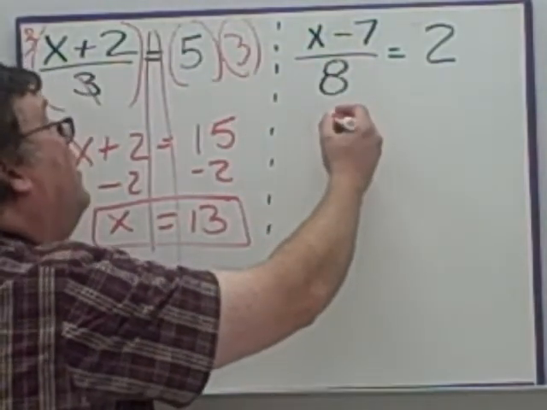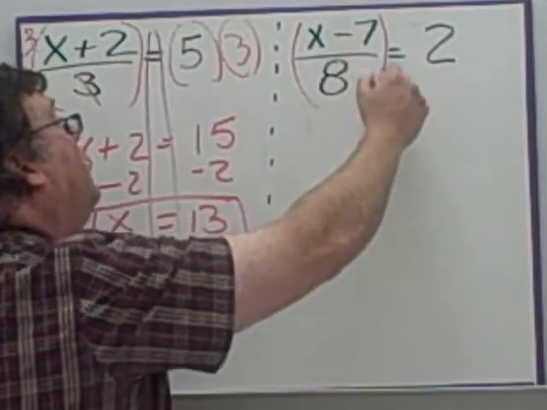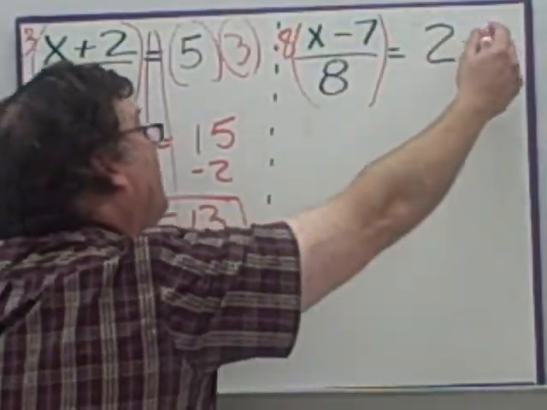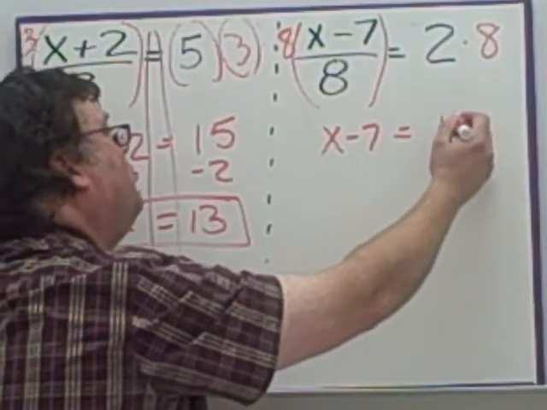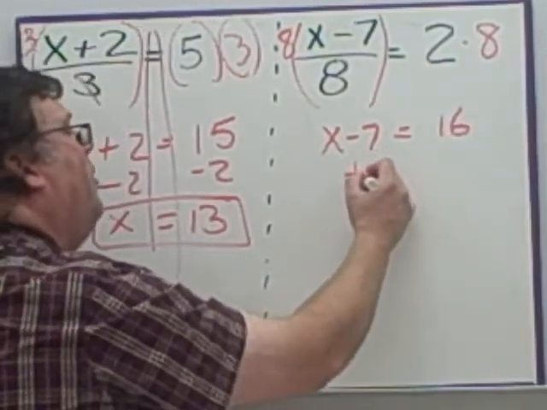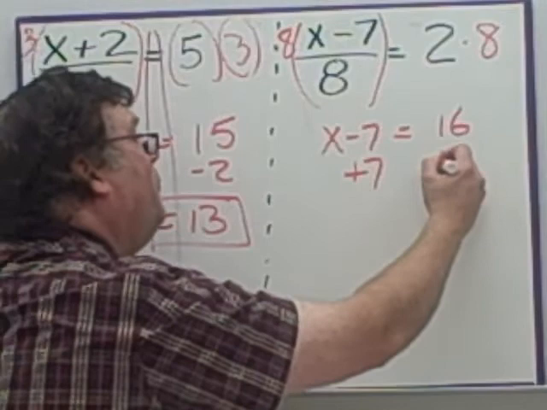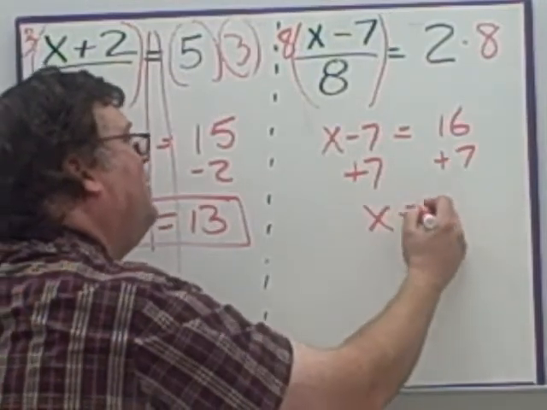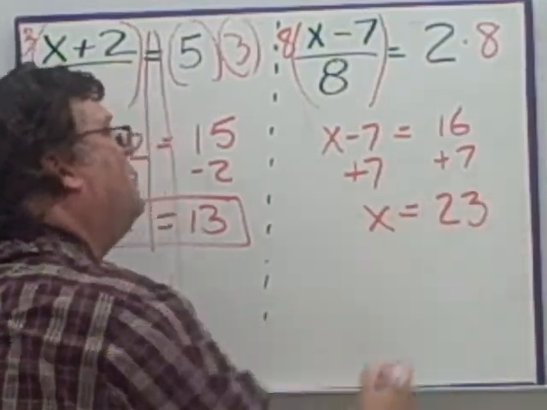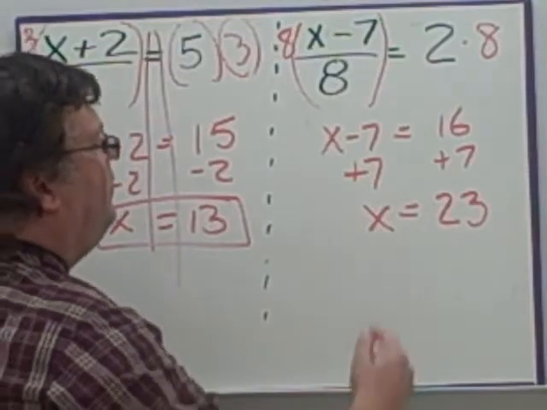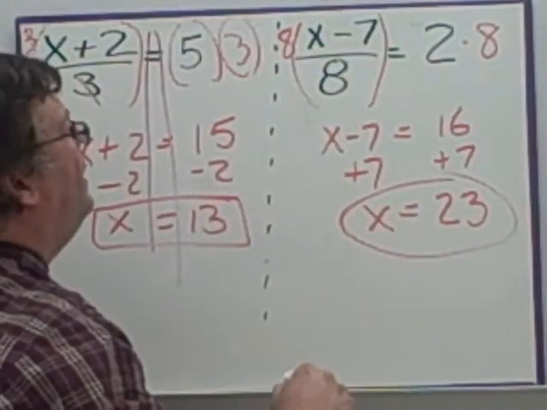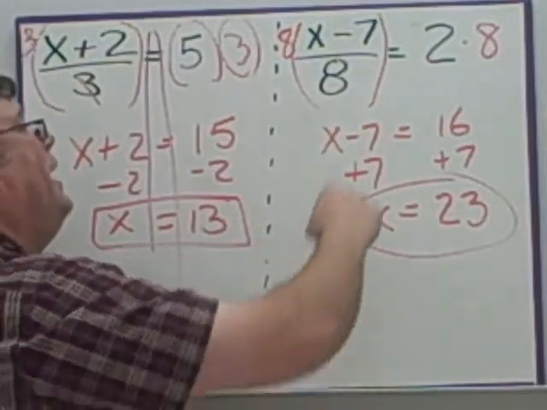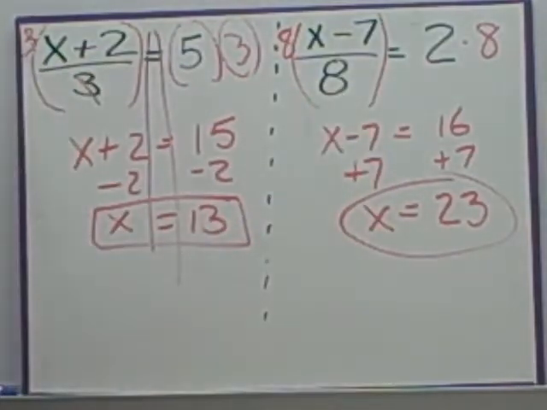Going over to this one, we start off by multiplying both sides by 8. We get x minus 7 is equal to 16. Then we have to do the opposite of subtract 7. We add 7. We get x is equal to 23. And that is our final answer. 23 minus 7 is going to give me 16. 16 divided by 8 is indeed 2.